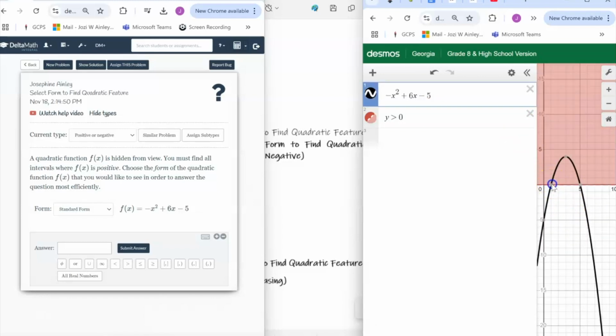Do you agree that it's from here to here? At every single point between these 2 points, it is above the x-axis. So what I'm going to tell you is this. If it's joined together, like this, versus separate, like this is below to here and then below to here, this is going to be one equation.